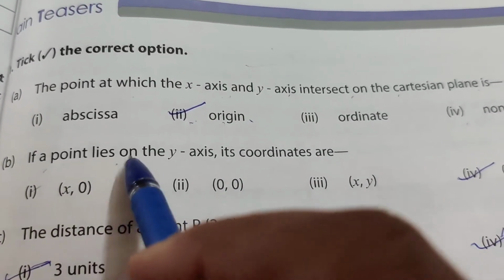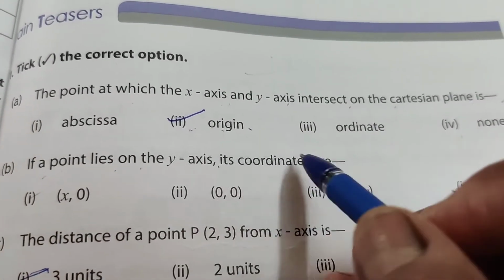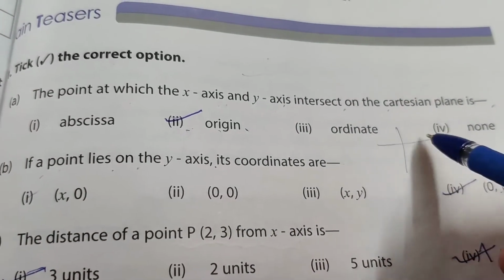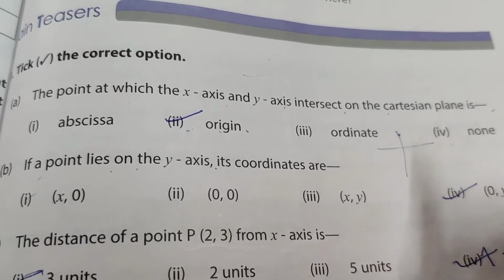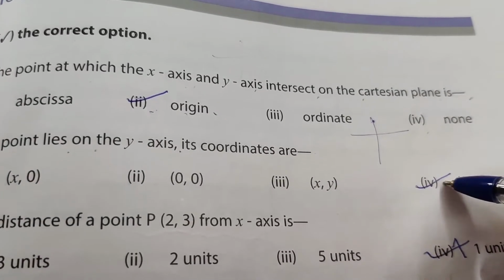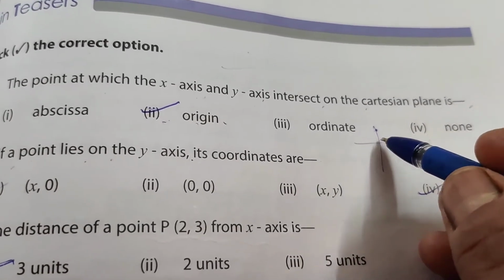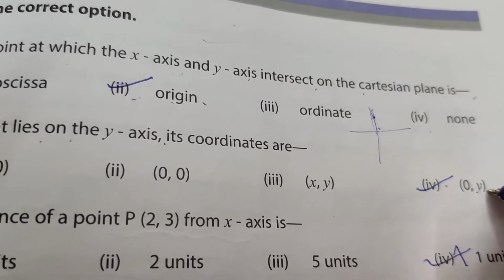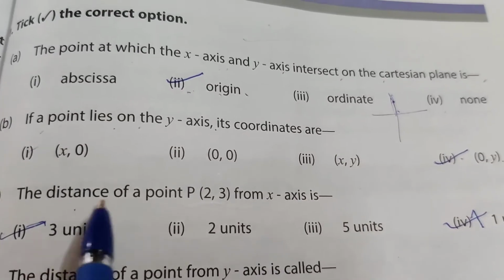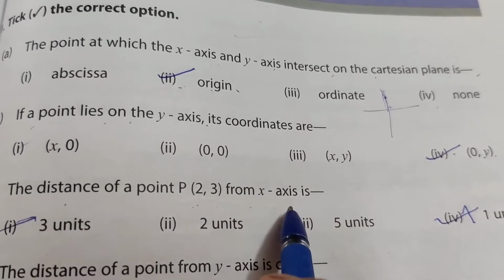B. If a point lies on the y-axis, its coordinate is: the point lies on the y-axis, it means (0, y), because x remains 0 and y is the coordinate. The answer is (0, y). The distance of a point P(2, 3) from the x-axis.